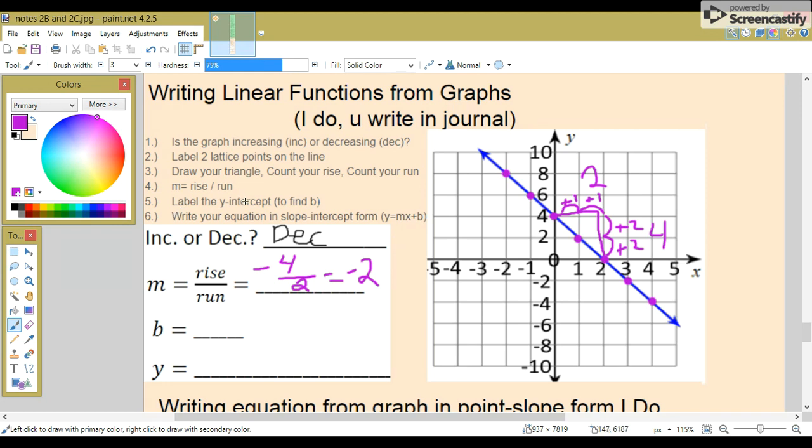Step 5, label your y-intercept to find b. The y-intercept is where it crosses the y-axis. That's at (0, 4). That's your y-intercept. So your b is a positive 4. Your last step, step 6, write your equation in slope-intercept form. y equals mx plus b. So we have y equals negative 2x plus 4.